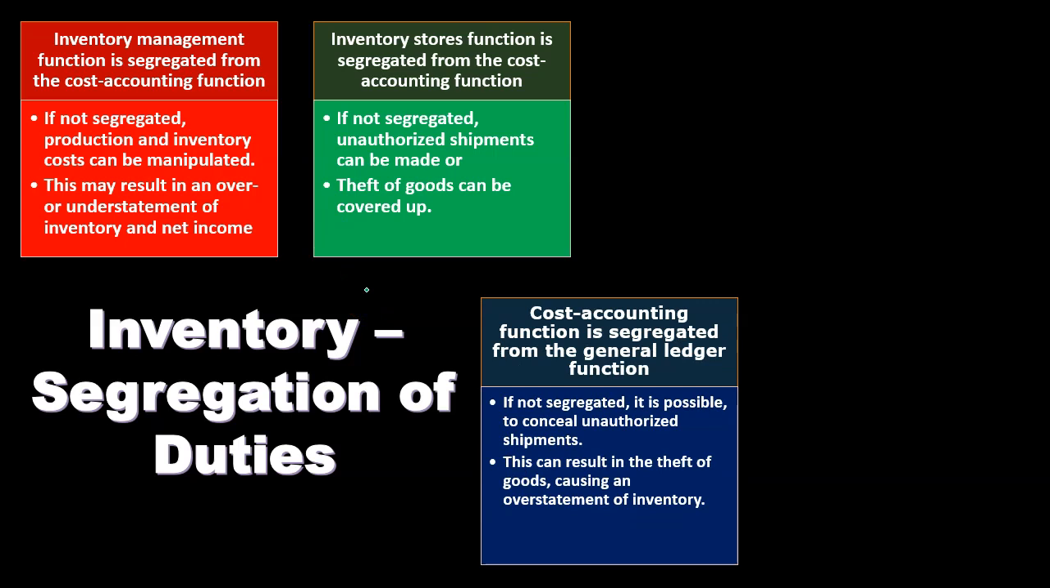Then we have the cost accounting function segregated from the general ledger function. If not segregated, it is possible for one person in charge of both things to conceal unauthorized shipments. And again, as you think of these things, you might say, well, one person wouldn't do that. I know the person involved. I know everybody involved in this.